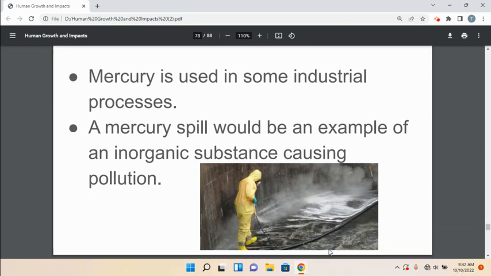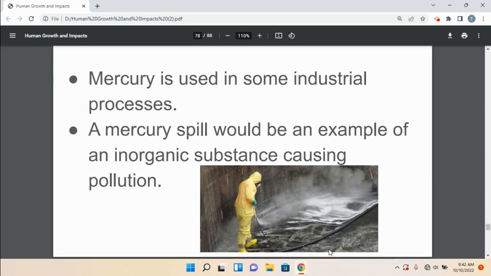An example of an inorganic pollutant, a toxic pollutant, is mercury. Mercury can be spilled. Mercury is used in some industrial processes. If you ever look at fluorescent light bulbs, it says right on them not to put them in trash cans, not to put them in landfills, because they do contain a small amount of mercury.